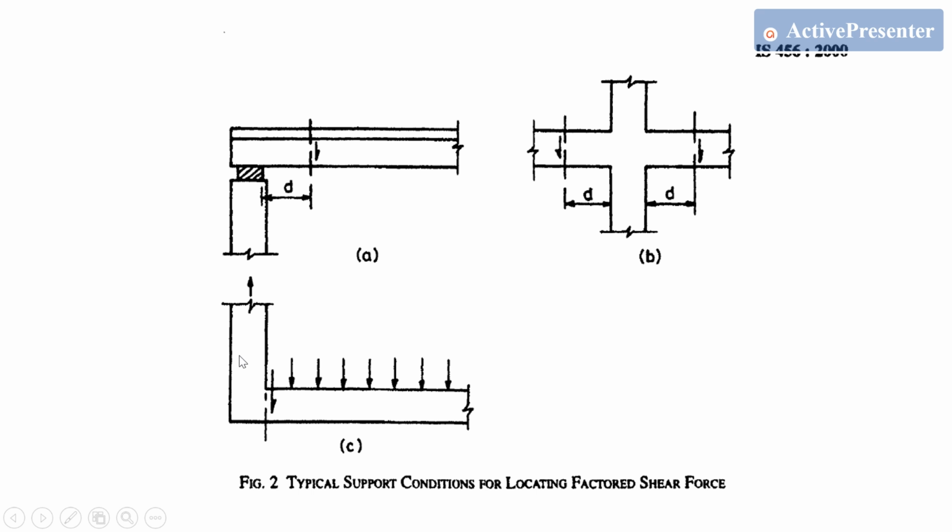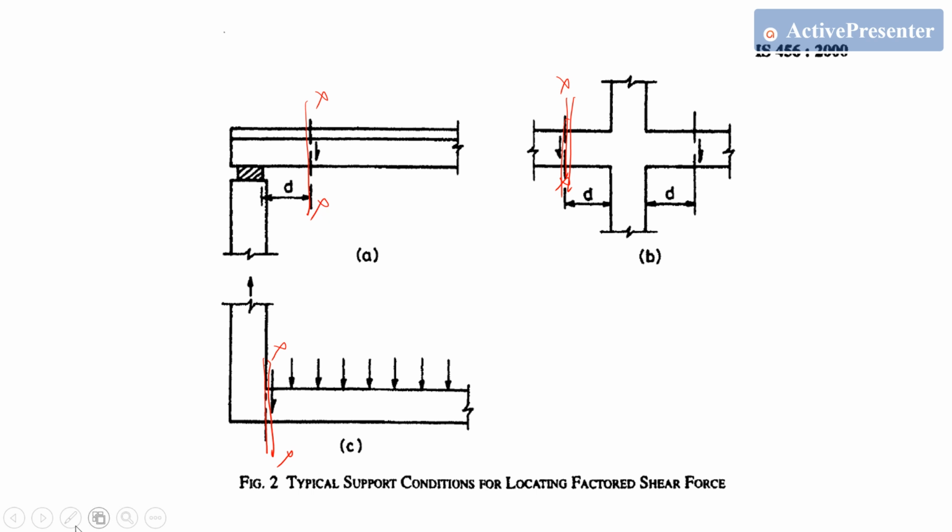And here this is a cantilever beam. For a cantilever beam, the section is not reducing compression at the support. As a result, this face of the support is taken as the critical section for shear force. You can see here, this is the critical section for shear force, and for a beam column connection, you can see this is a critical section.